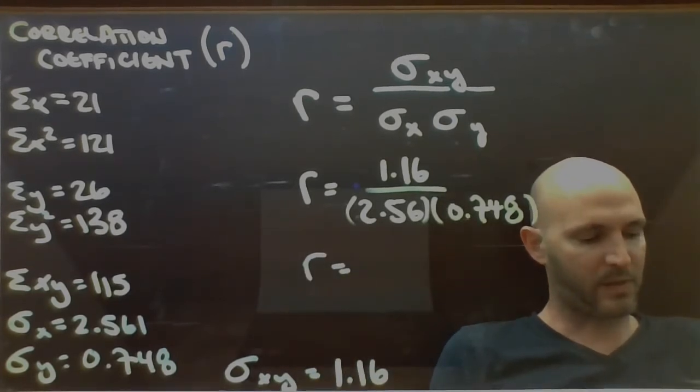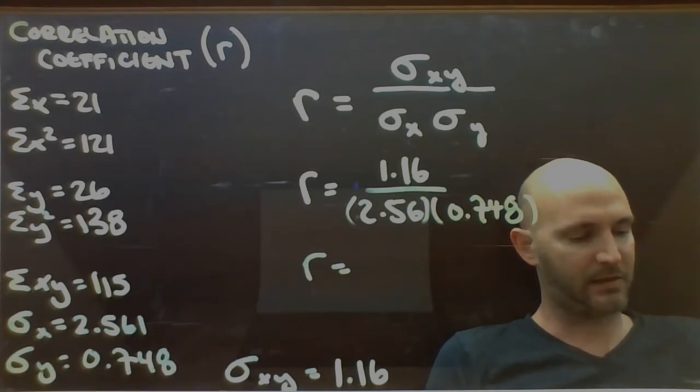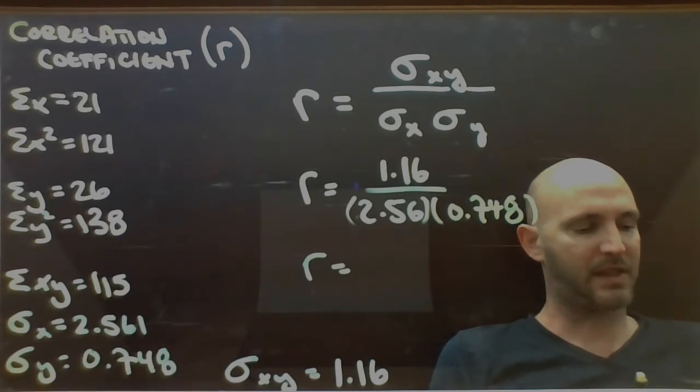So 1.16 divided by 2.56 is 0.453, divided by 0.748 gives me 0.606.